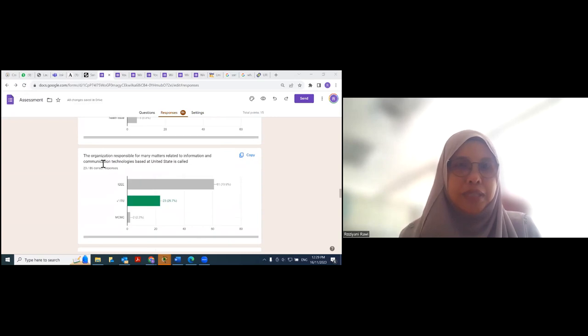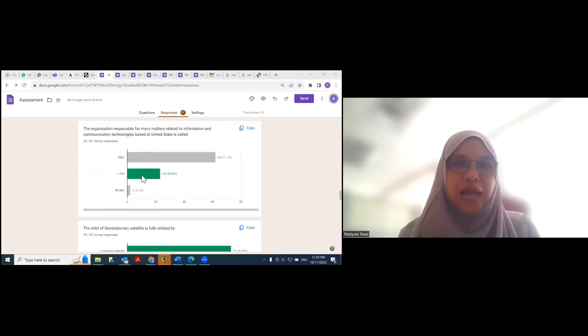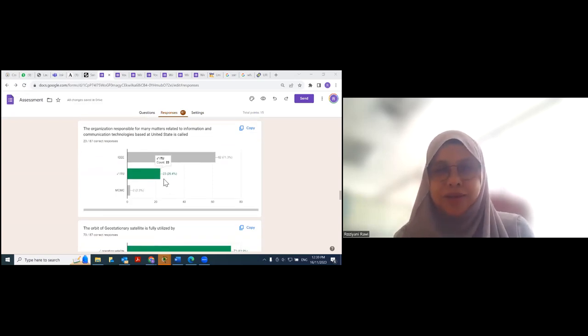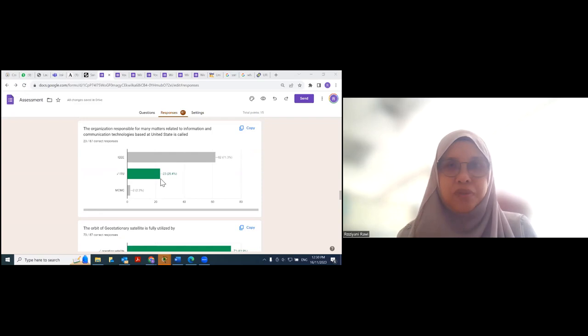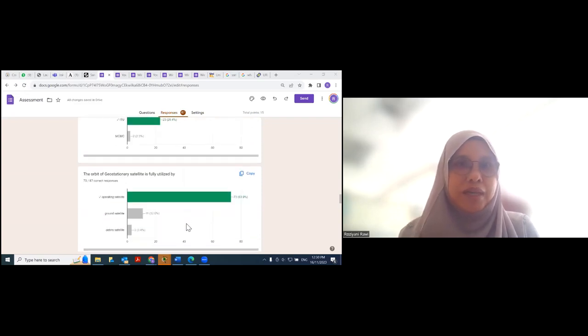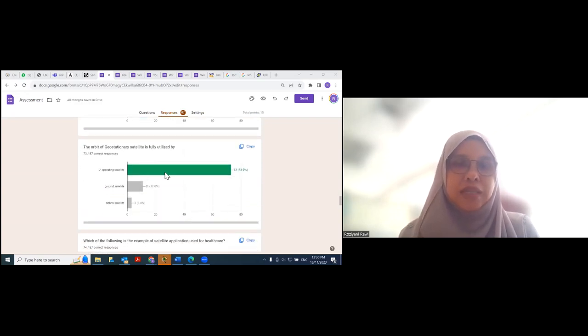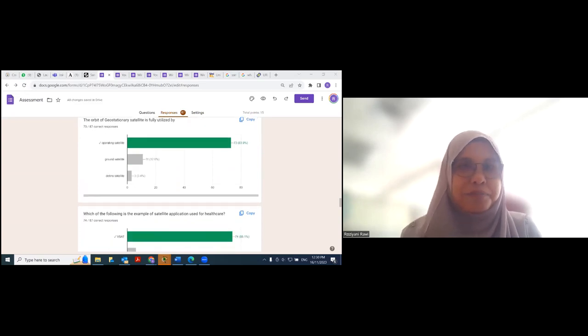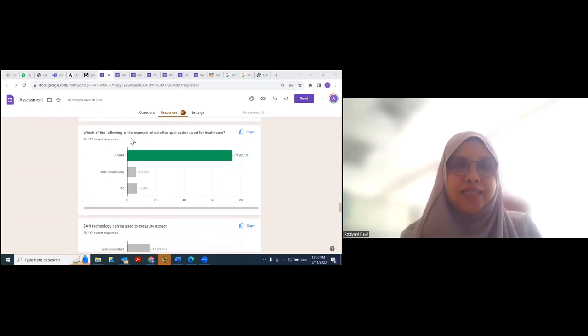The next question: the organization responsible for many matters related to information and communication technology, based in the United States, is called ITU. This was also emphasized by Dr. Miftadi during his lecture just now. The orbit of geostationary satellite is fully utilized by the operating system. 73 students answered correctly. Which of the following is an example of satellite application used for healthcare? The answer is VSAT.